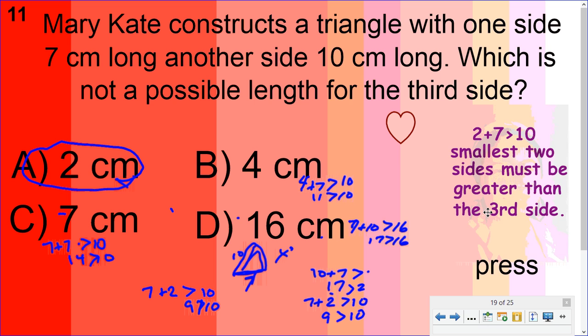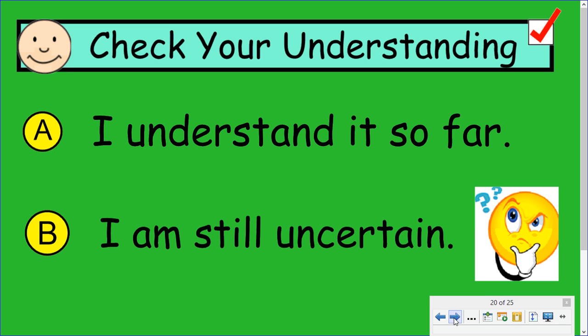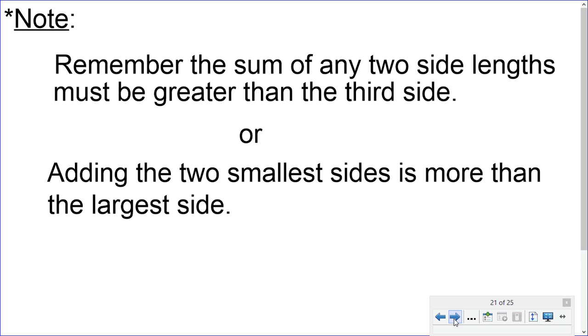So 2 plus 7 is supposed to be greater than 10. The smallest two sides must be greater than the third side. So the choice A would be our problem. So the third side, which would not be possible, would be side 2 centimeters. So check your understanding, see if you understand it so far, and write down your questions, and we'll answer them in the morning. So remember, the sum of any two sides of the length must be greater than the third side. So I just say add the two smallest sides, and if it's more than, it's got to be more than the largest side.